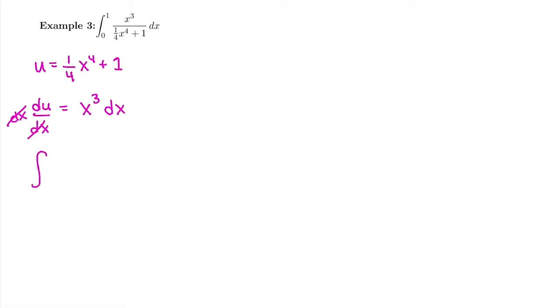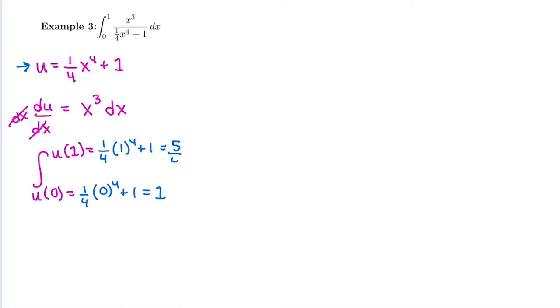I'm going to switch out my bounds. They're currently x values. I want to make them u values. I want to figure out what is u when x is 0 and what is u when x is 1. So of course, to find this out, I want to plug into u, not ever du. So I'm going to figure out what is u when x is 0. So I'm going to do 1/4 of my x value, 0, to the fourth plus 1. That's going to give me 1. And then same thing, 1/4, and now x is 1 to the fourth plus 1. That's going to really just give me 1/4 plus 1, or 5/4.